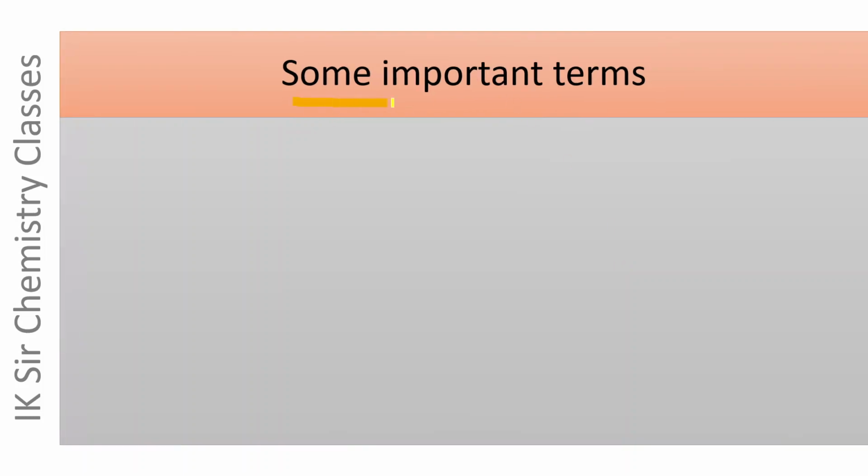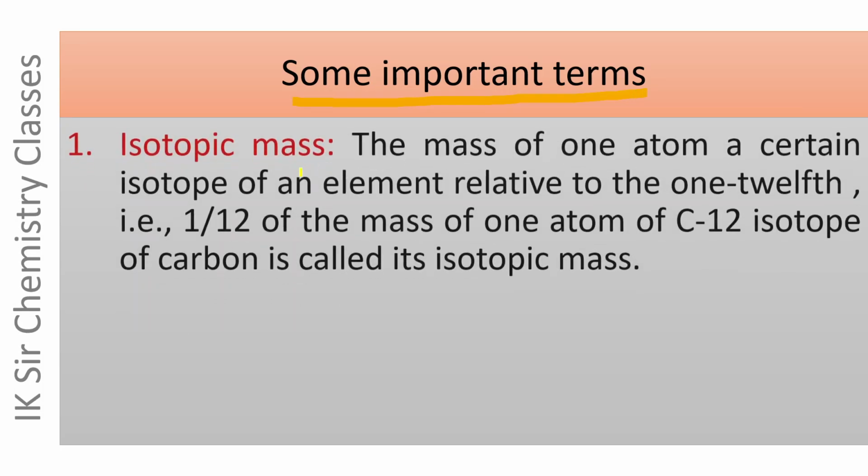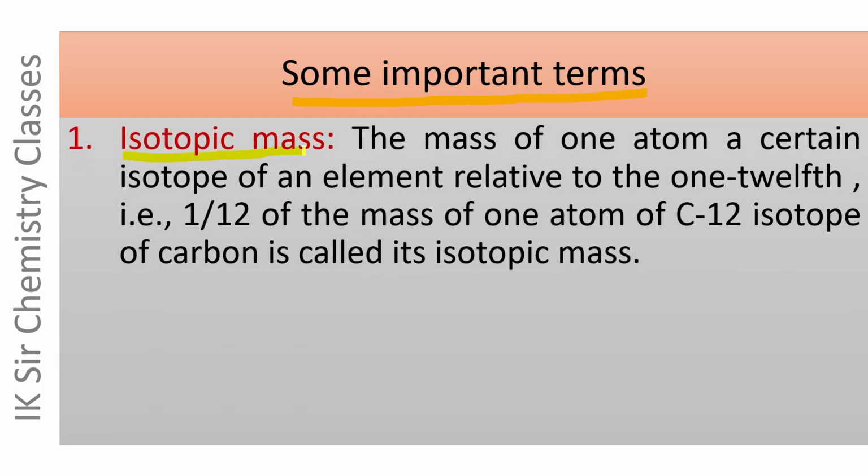Some important terms. We have used the term isotopic mass several times. Now let us define isotopic mass. The mass of one atom of a certain isotope of an element relative to 1/12 of the mass of one atom of the C12 isotope of carbon is called its isotopic mass.